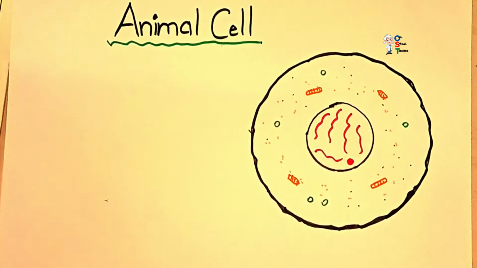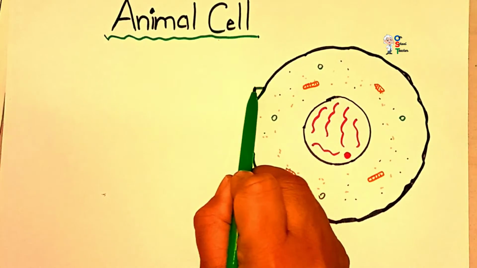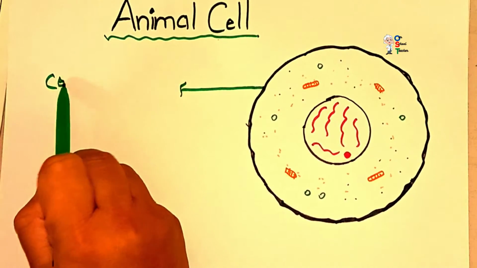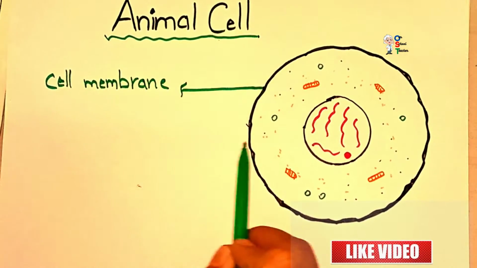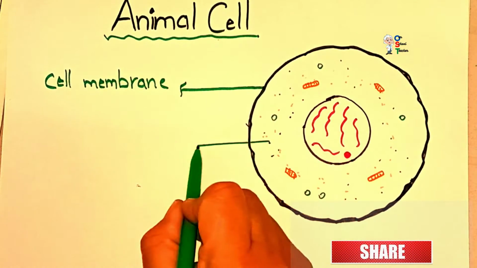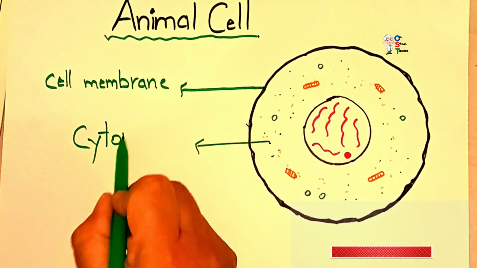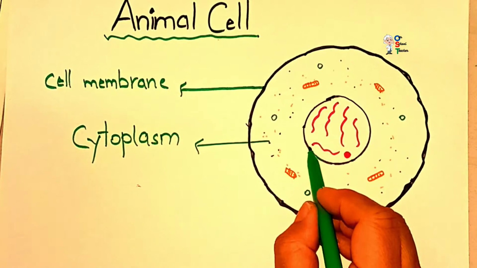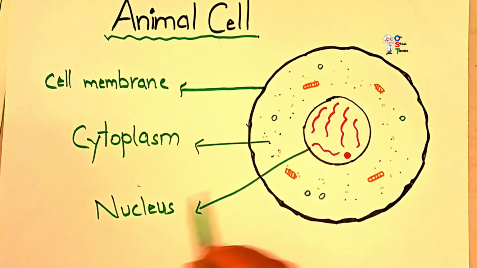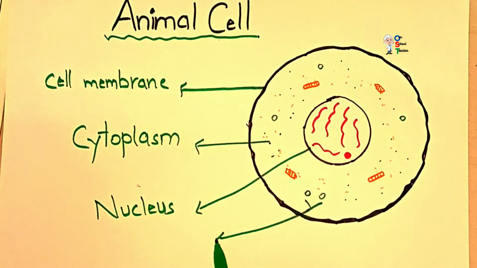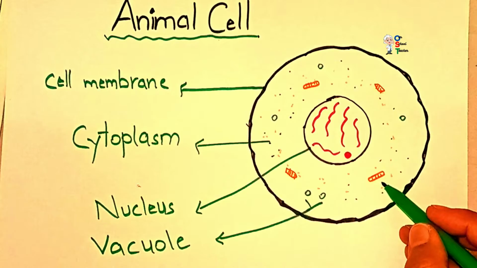You can see there is a diagram of animal cell. I would like to label in front of you. This is cell membrane. This is cytoplasm. And the main central part is nucleus. And these tiny organelles are known as vacuoles. Other organelles are mitochondria.